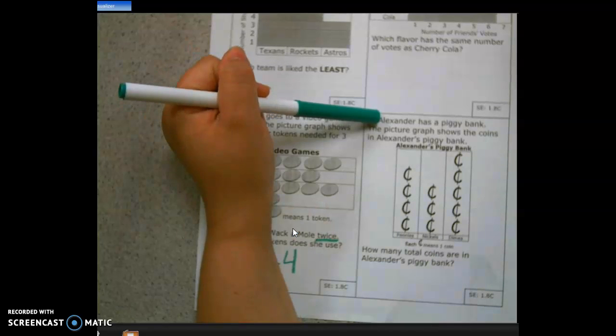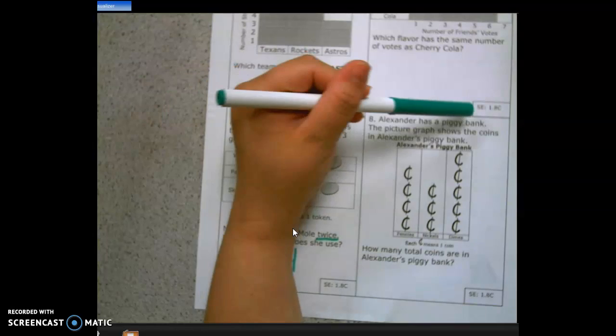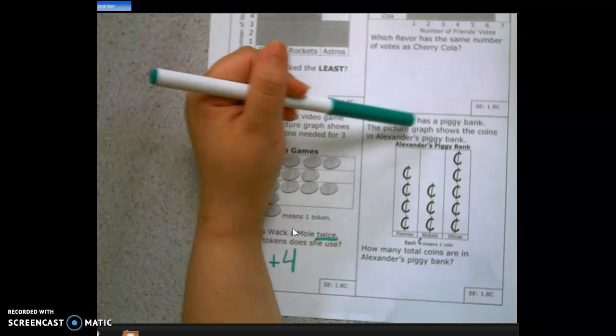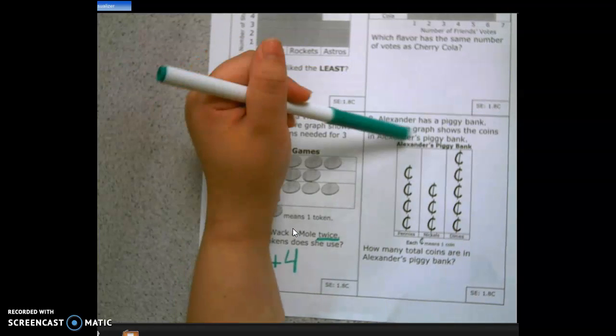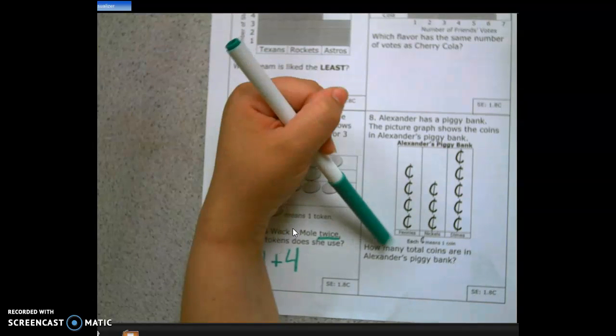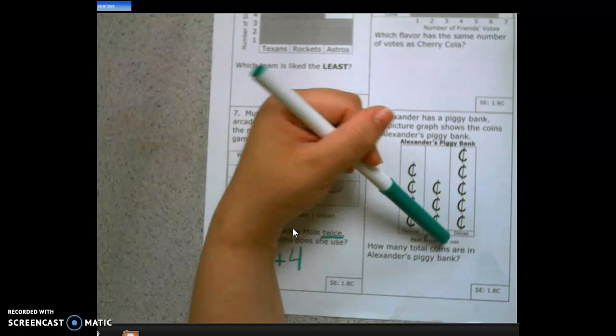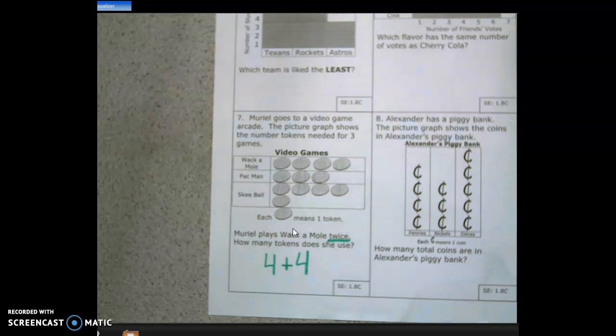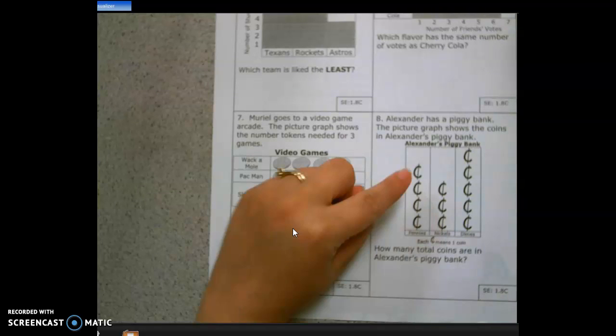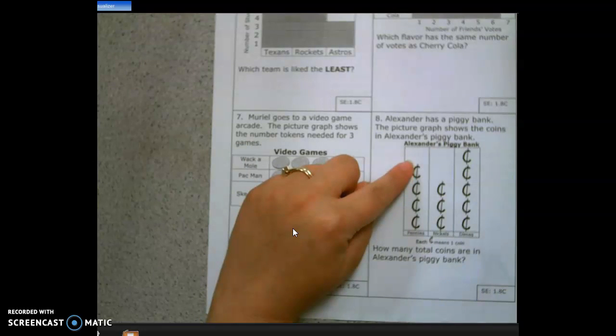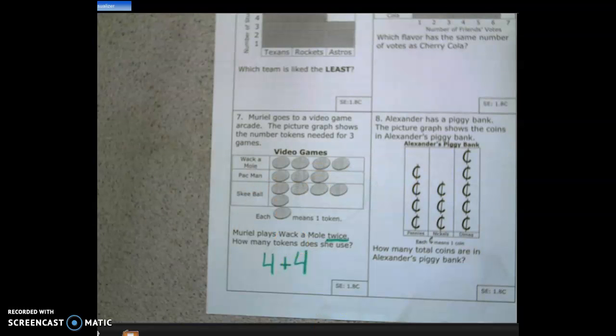Number 8. Alexander has a piggy bank. The picture graph shows the coins in Alexander's piggy bank. How many total coins are in Alexander's piggy bank? What does total mean, everyone? Total means in all. So you're going to count all the coins. Do you see how to do that?